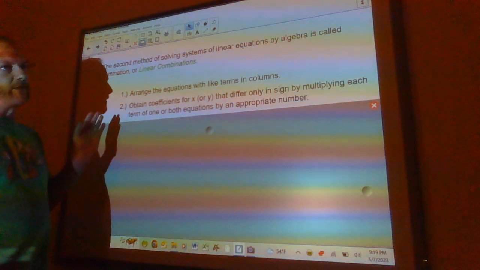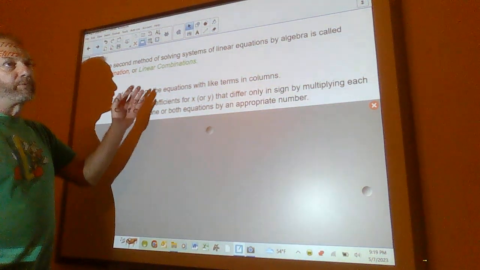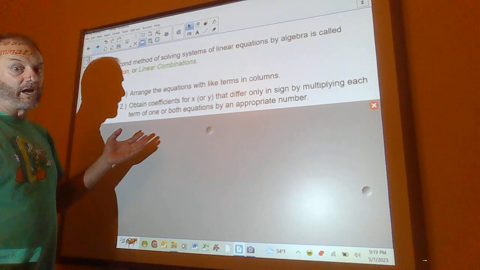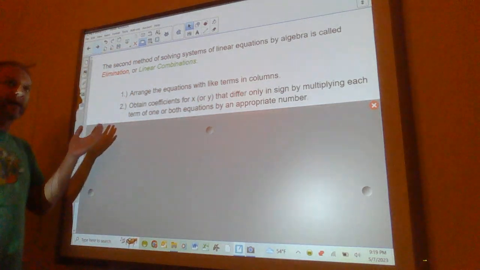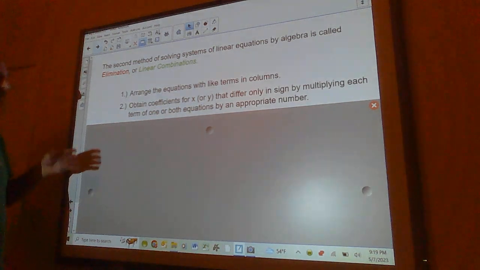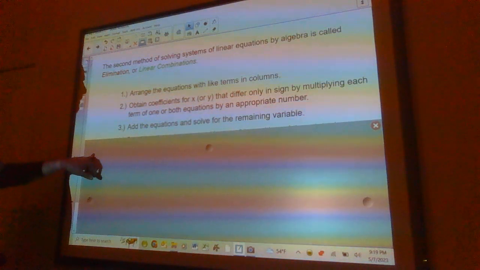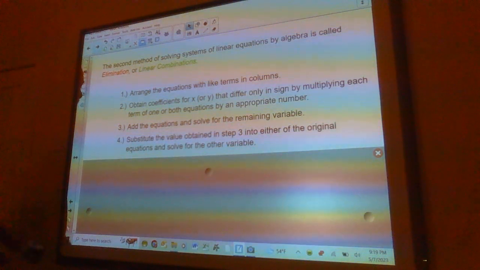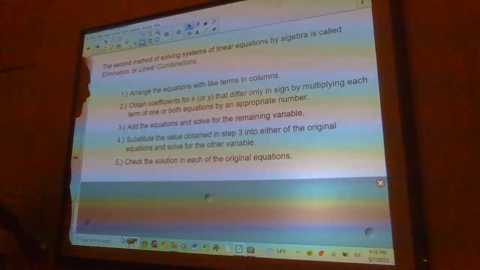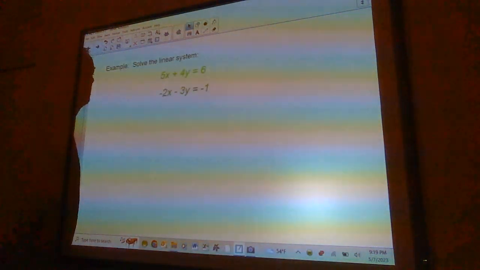That means I want to get the equations where, let's say, the y is 3y and then the other equation is -3y, or the x is 2x and the other equation is -2x. I want them to be opposites. Add the equations and solve for the remaining variable. Substitute the value obtained in step 3 into either of the original equations and solve for the other variable, and check the solution. Okay, let's actually look at this.